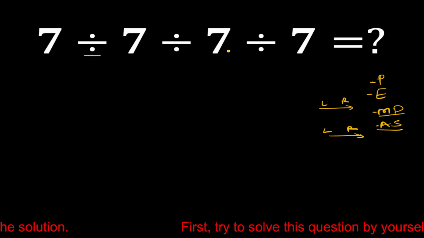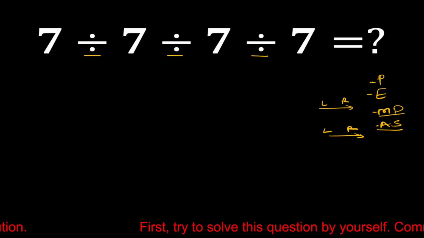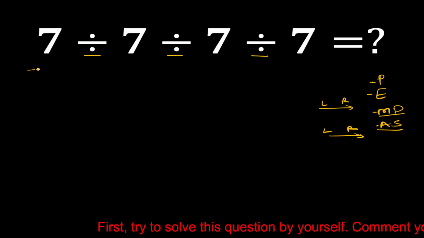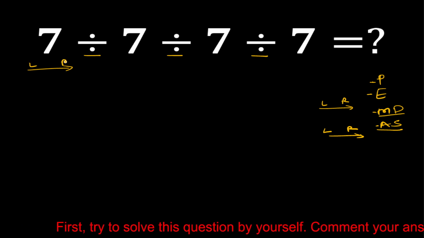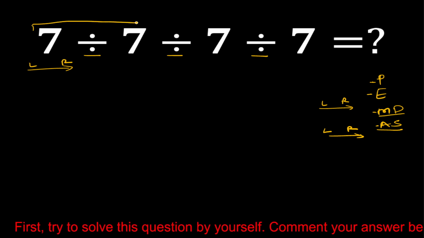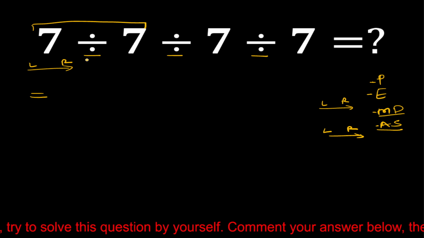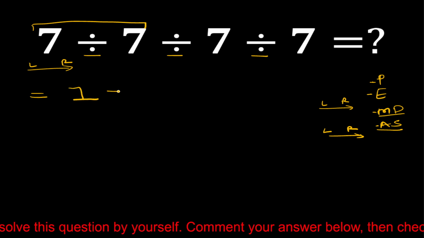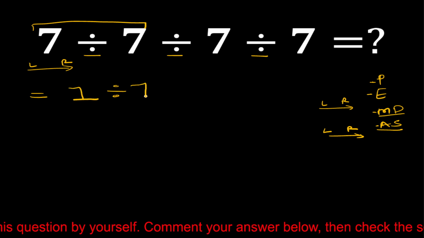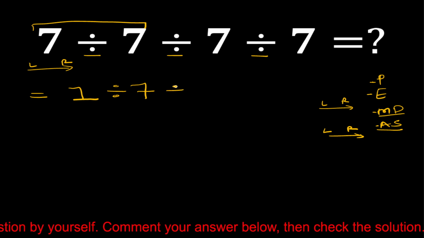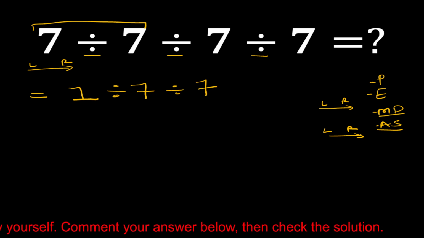So in this question we have division, division and division, and all have equal priority, so we have to solve it from left to right. So first we have to solve this division. So 7 divided by 7 is equal to 1. Now divide by 7 and divide by 7.